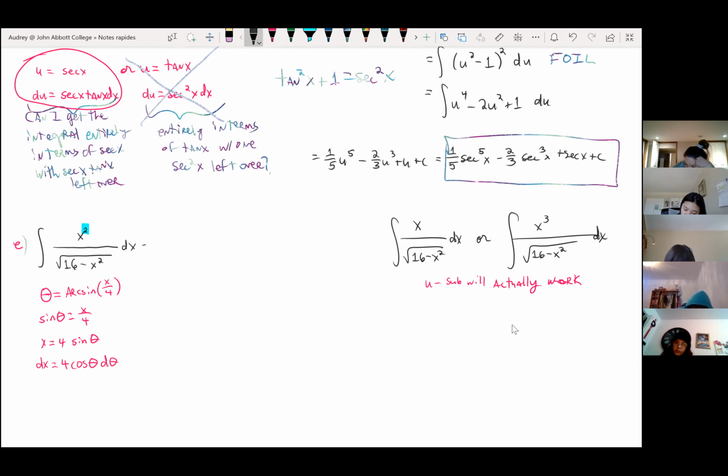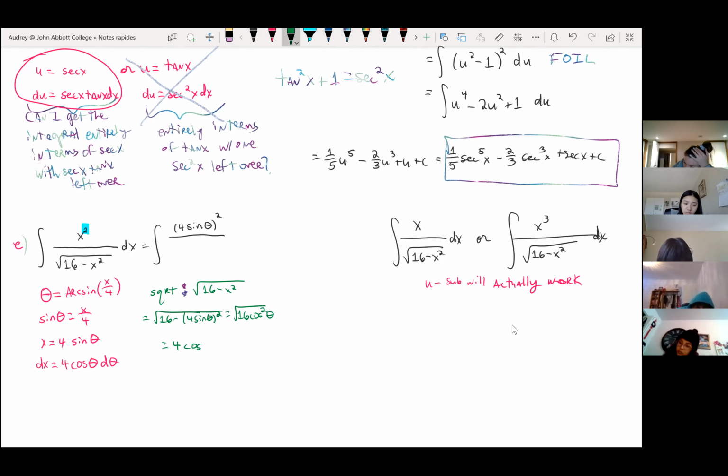Okay, so then I'm replacing everything. I have x squared, so that's 4 sine theta squared. I'm going to go down here and deal with my square root. So that's going to be 16 minus 4 sine theta squared, which gives me 16 cosine squared theta, which gives me 4 cosine theta. So then down here, I'm replacing this with 4 cosine theta, but it turns out that my dx is also equal to 4 cosine theta d theta, and those cancel out.